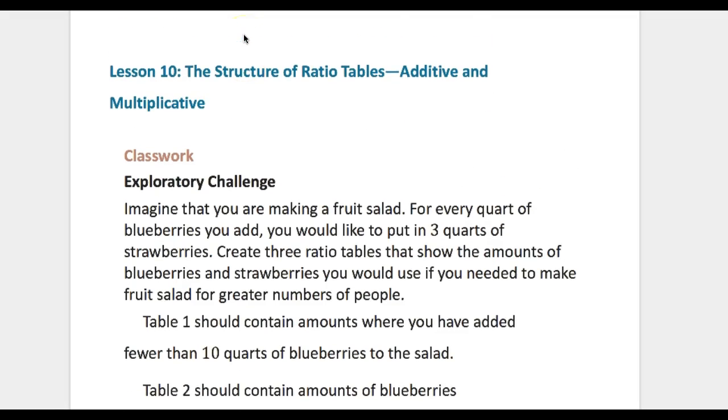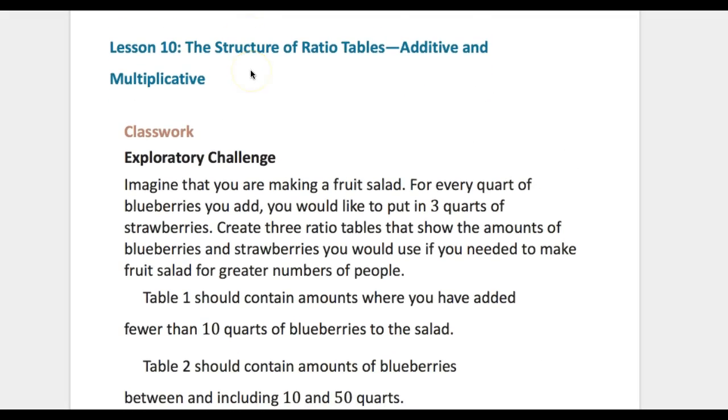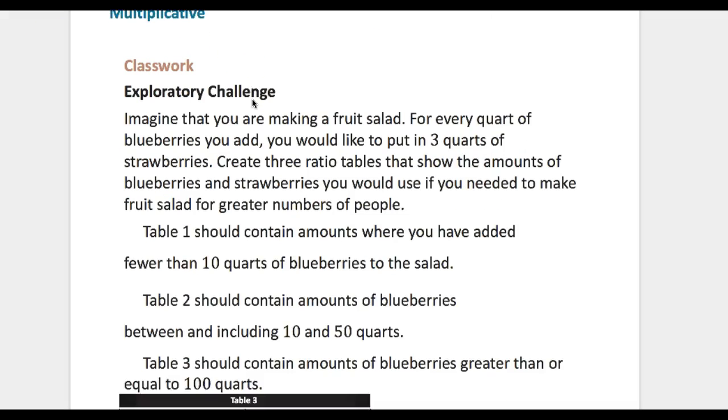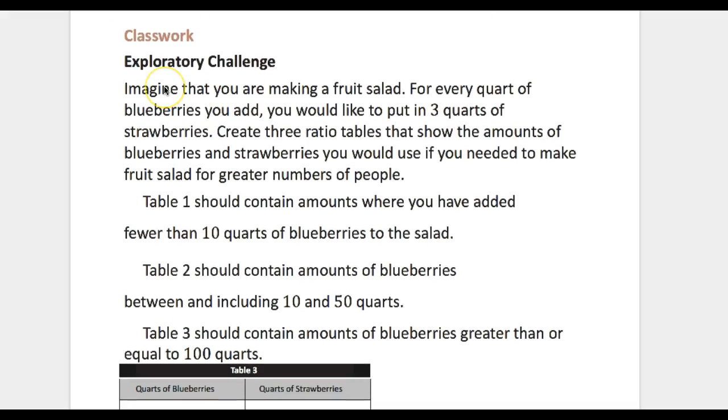Hi, welcome to Lesson 10, Structure of Ratio Tables. Additive and multiplicative properties will be used. Today's classwork starts with an exploratory challenge.